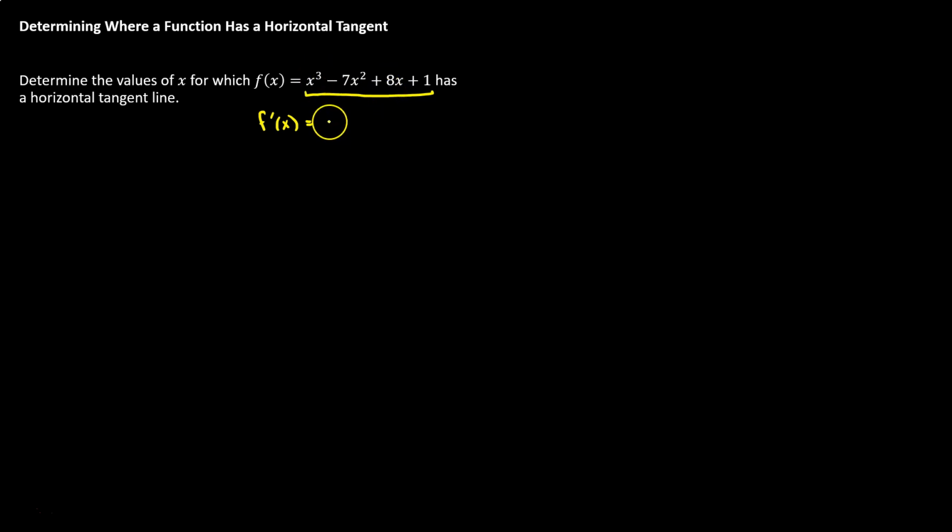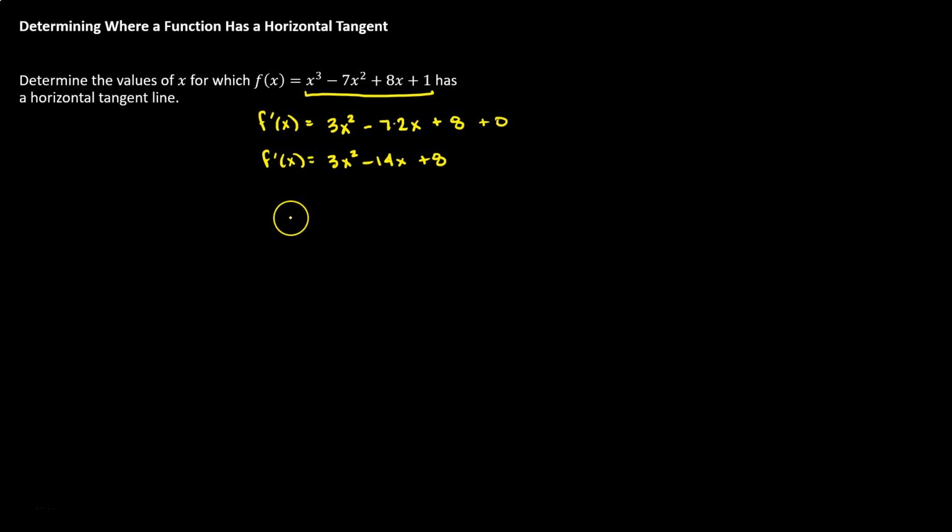So x cubed becomes 3x squared after taking the derivative. Negative 7x squared would become 7 times 2x. 8x just becomes 8. And then 1, since that's a constant with no variable factors, that would go to 0 after taking the derivative. So again, we quickly calculate f prime. We find it's equal to 3x squared minus 14x plus 8.